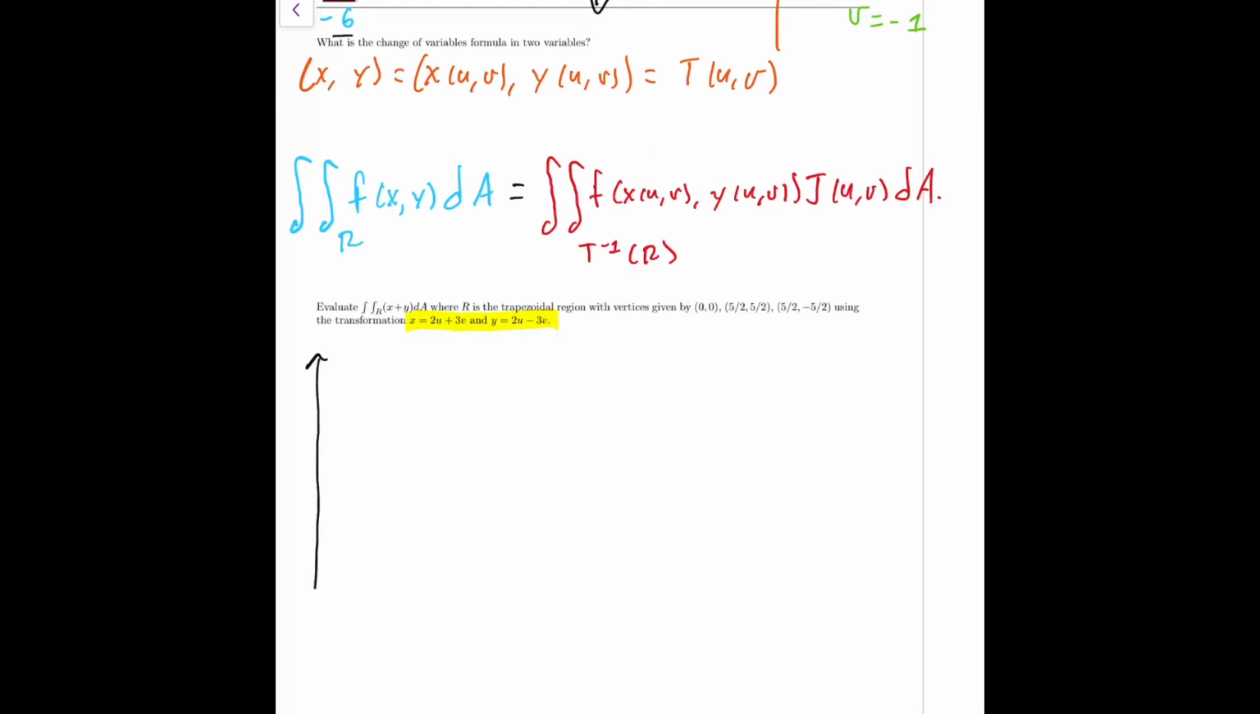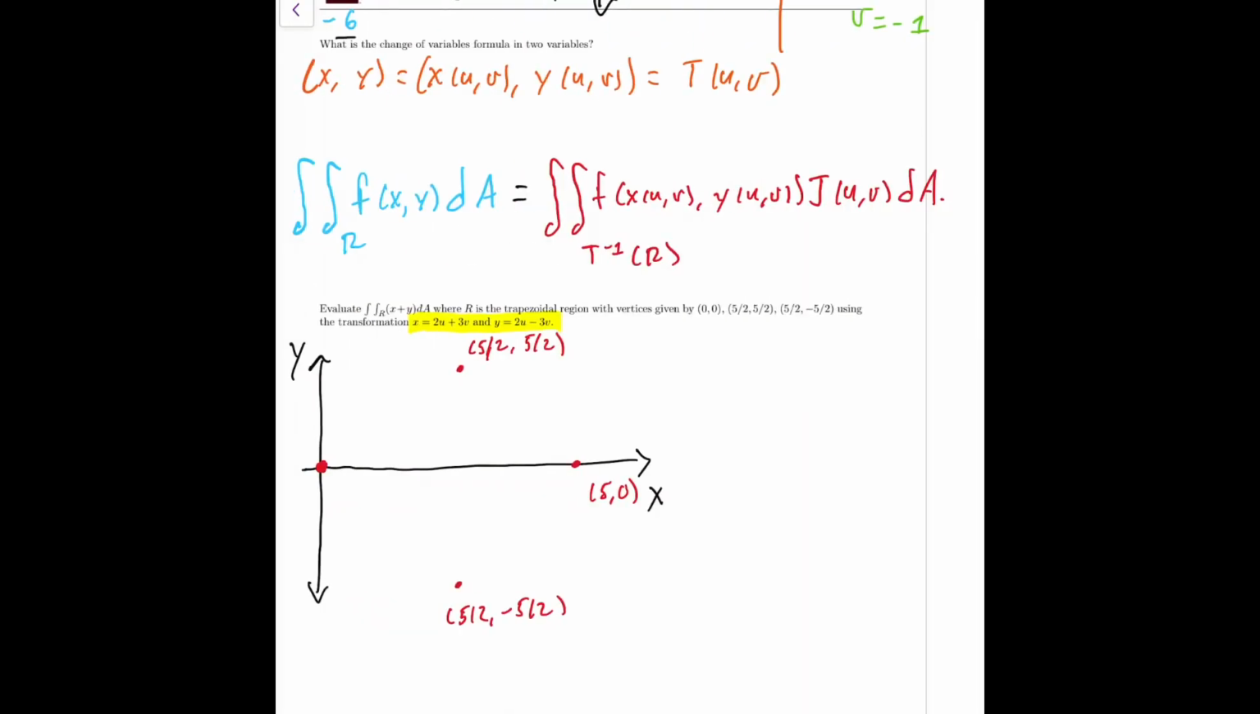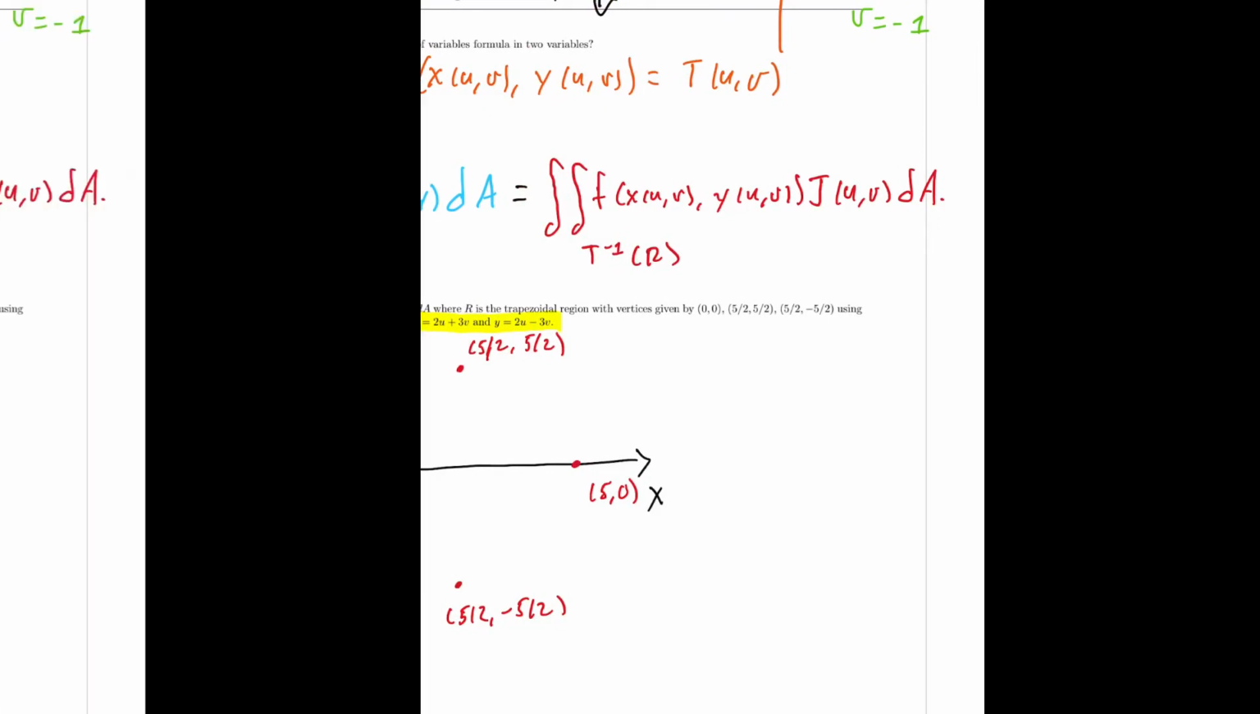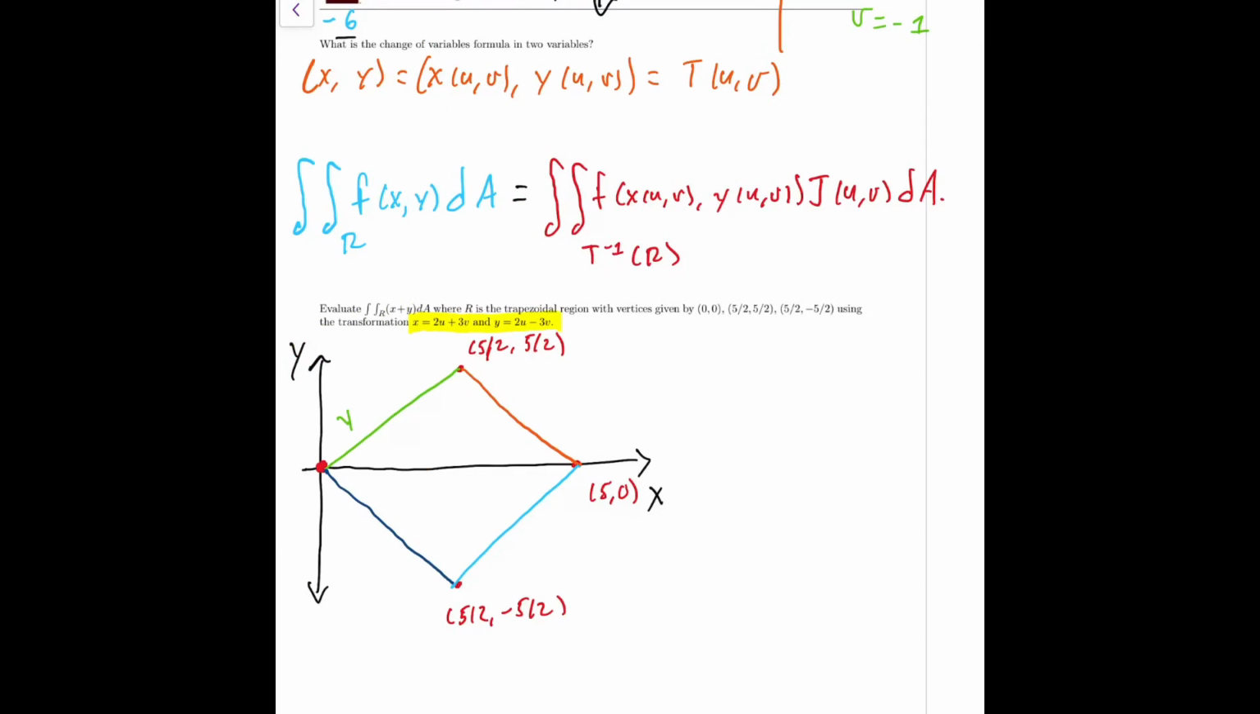Sketching this region, we only need the right half plane, so I'll draw the whole y-axis and just the positive x-axis. And now I'm just going to sketch each one of the vertices. And now I'm just going to draw the line segments in between the vertices. The equation for the green line is y is equal to x, and the equation for the dark blue line on the bottom is y is equal to minus x.